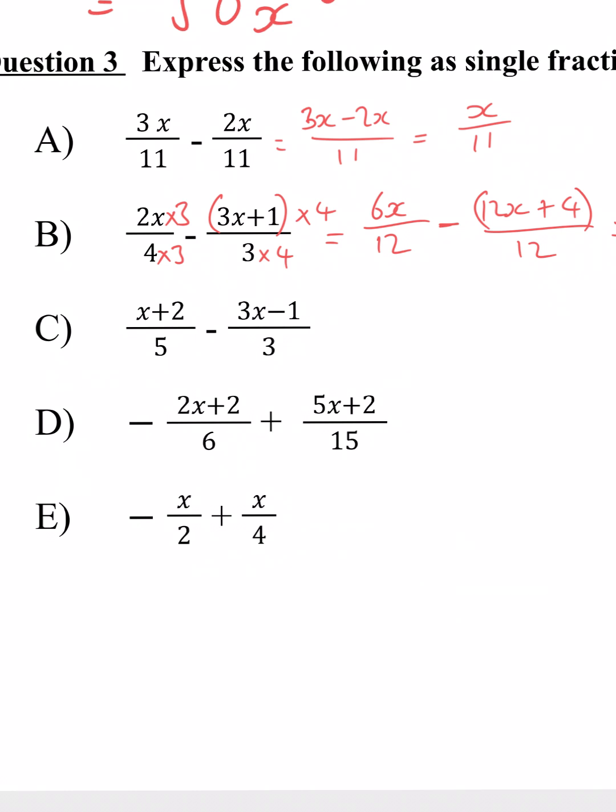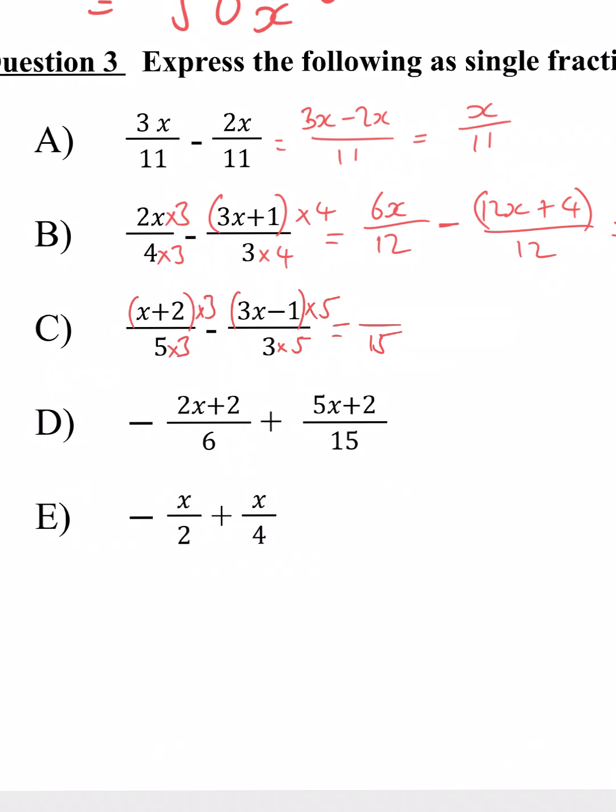x plus 2 over 5 minus 3x minus 1 over 3. So our common denominator here is going to be 15. 5 times 3, 3 times 5. And again, we're going to have to multiply all this by 3. And we're going to have to multiply all this times 5. So here we go. That's over 15.